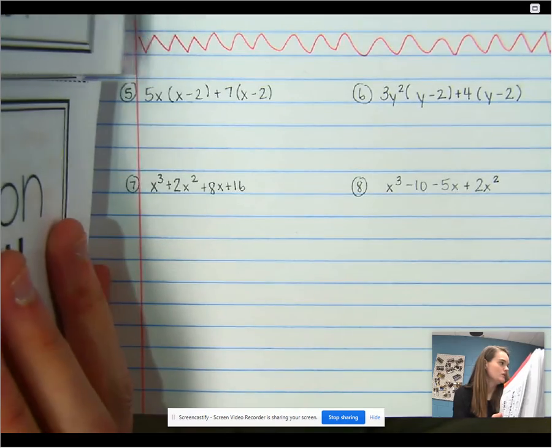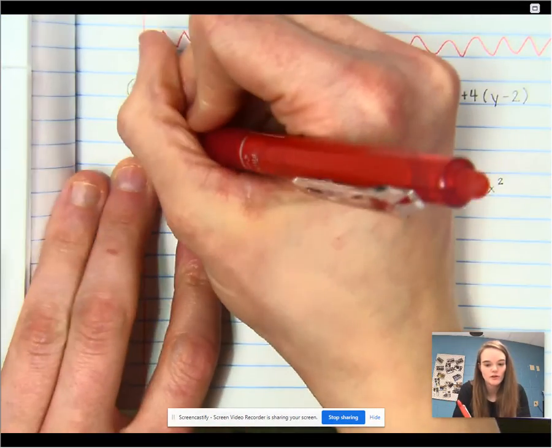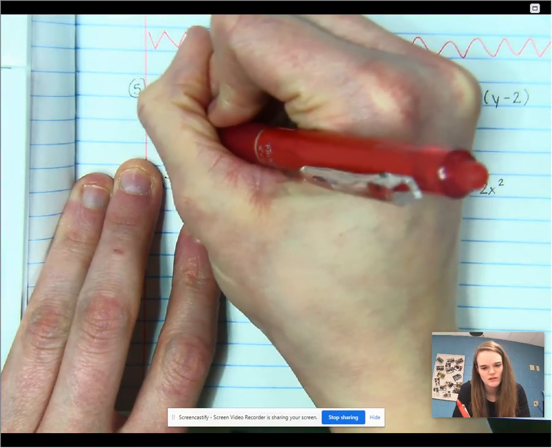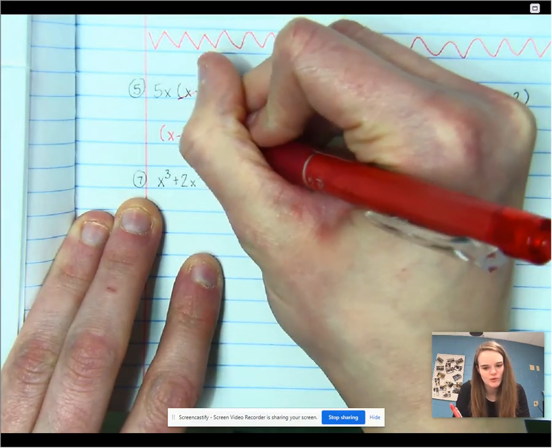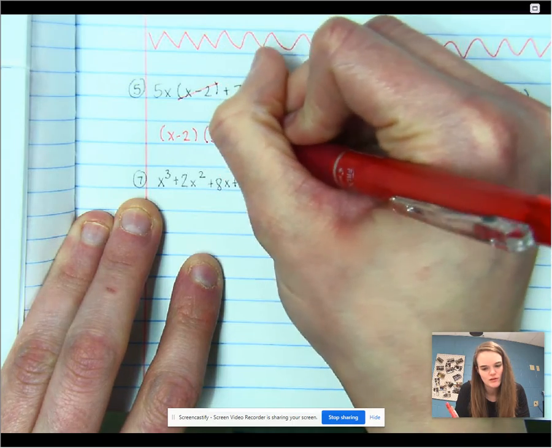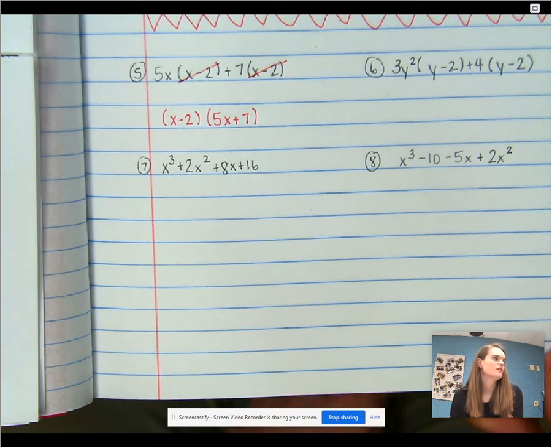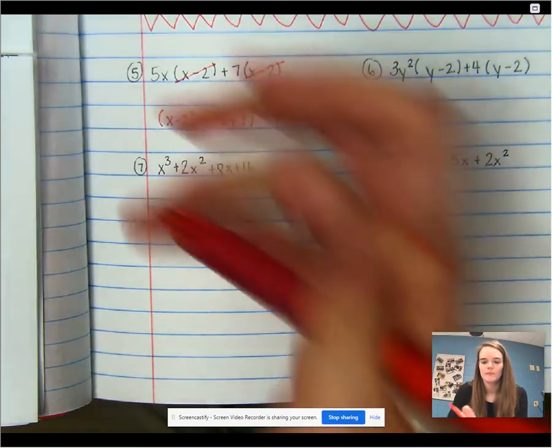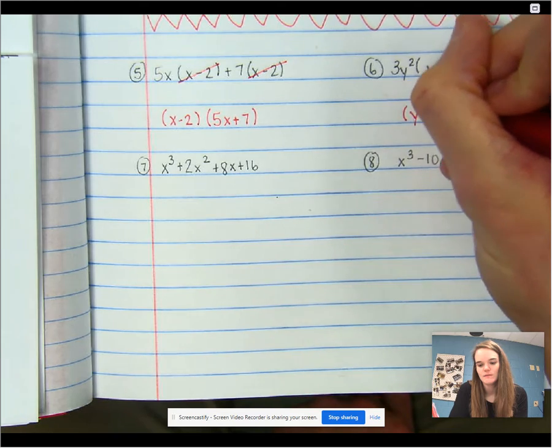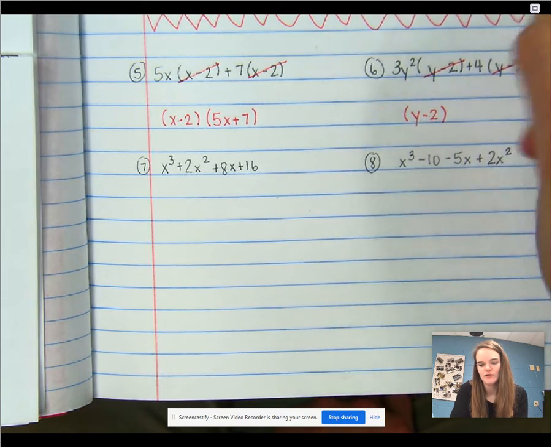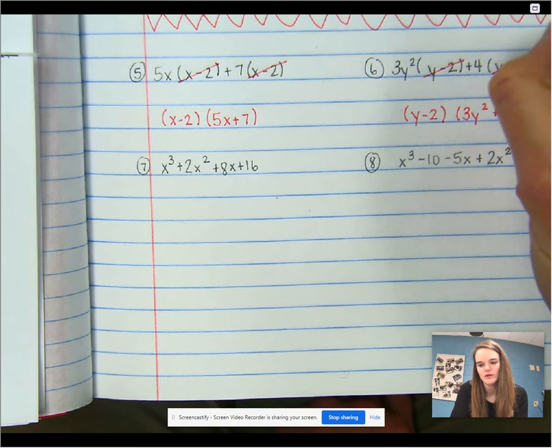In each of these, for 5 and 6, I have x minus 2 for the first one here. I'll cross those out. And I have left 5x plus 7. And that one is factored. If you didn't pause it for 5, pause it for 6. I have y minus 2. I have left over 3y squared plus 4.